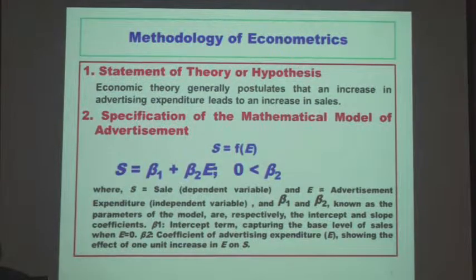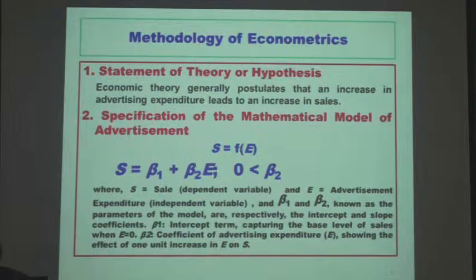Methodology of econometrics. As we have previously discussed, first of all, we need the statement of theory or hypothesis, and this statement of theory or hypothesis comes from economic theory. Economic theory generally postulates that an increase in advertising expenditure leads to an increase in sales. The relationship between sales and advertisement expenditure is given by economic theory. Economic theory teaches us that when we increase the advertisement expenditure, it will lead to an increase in sales. So this is a statement from economic theory.